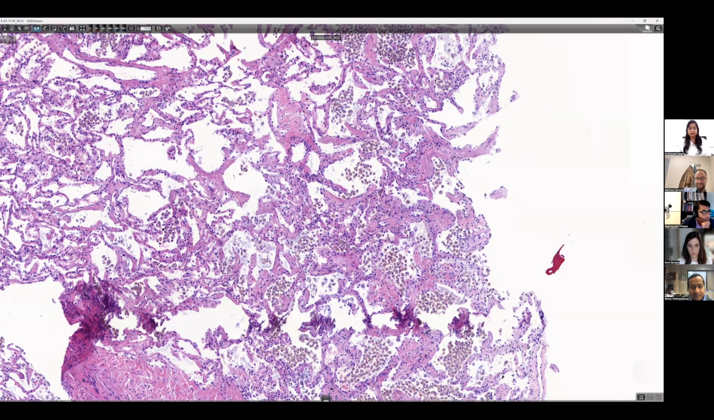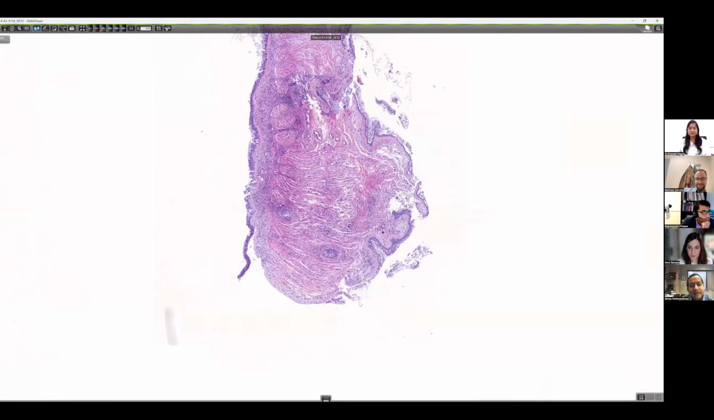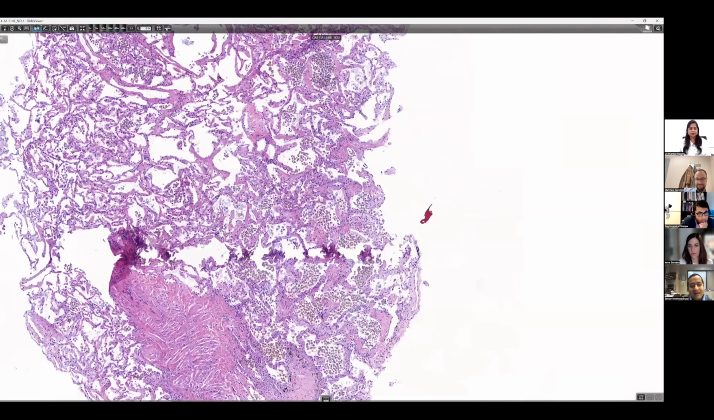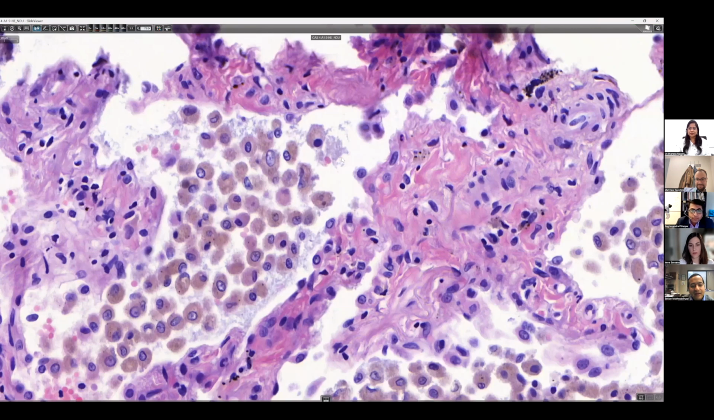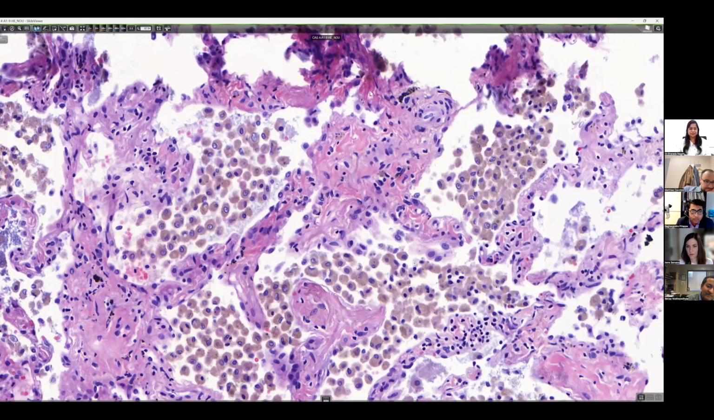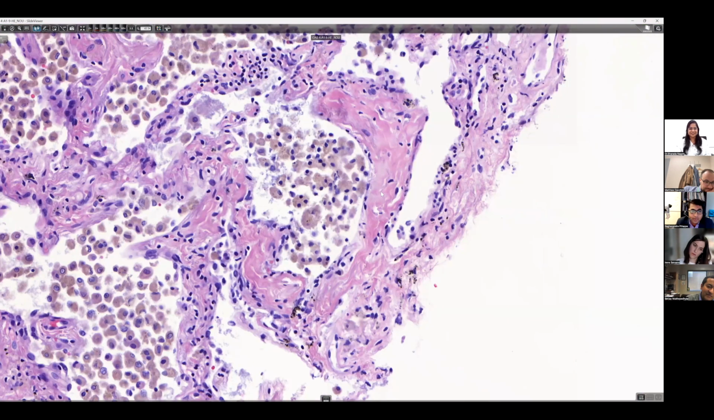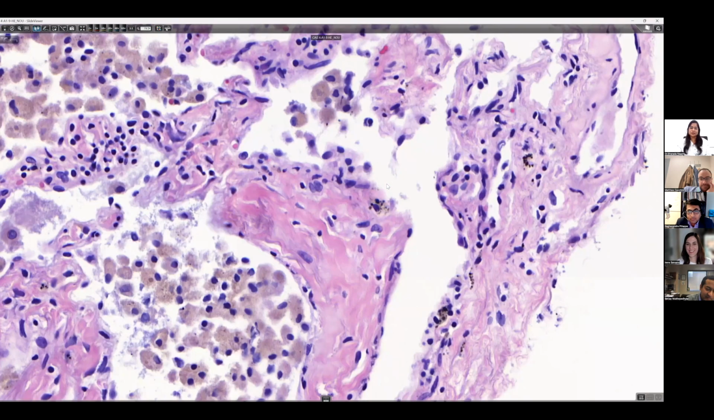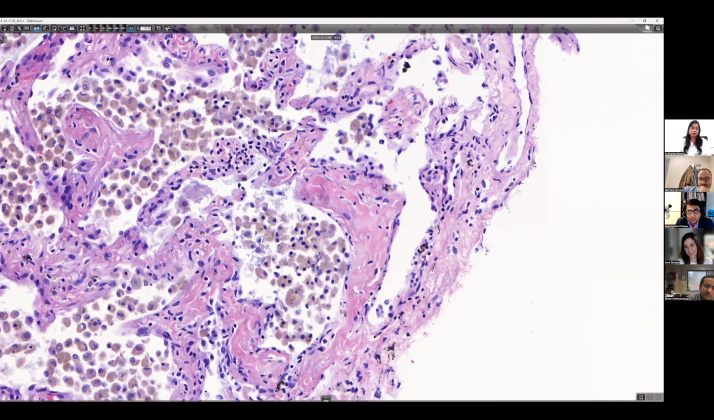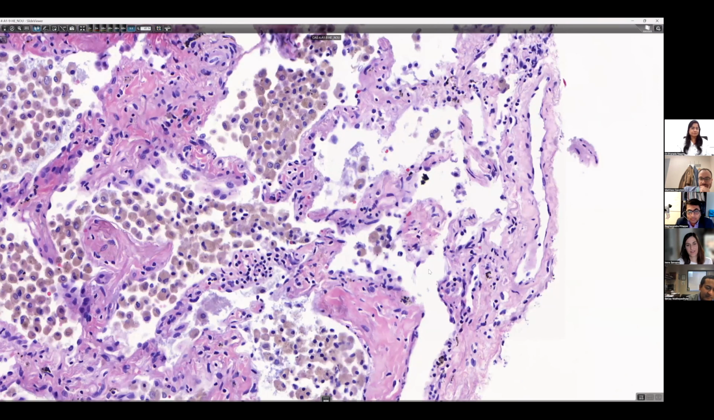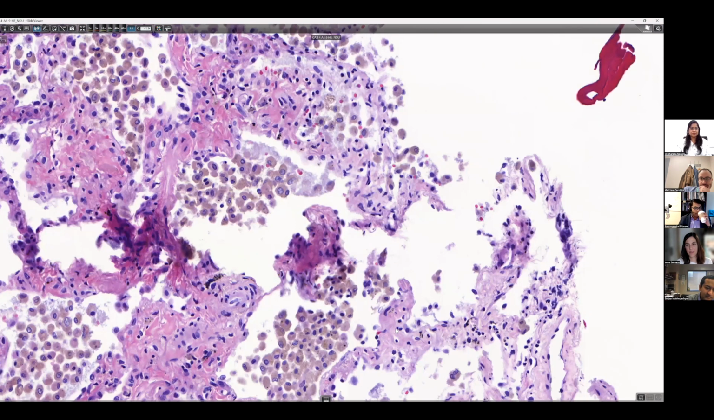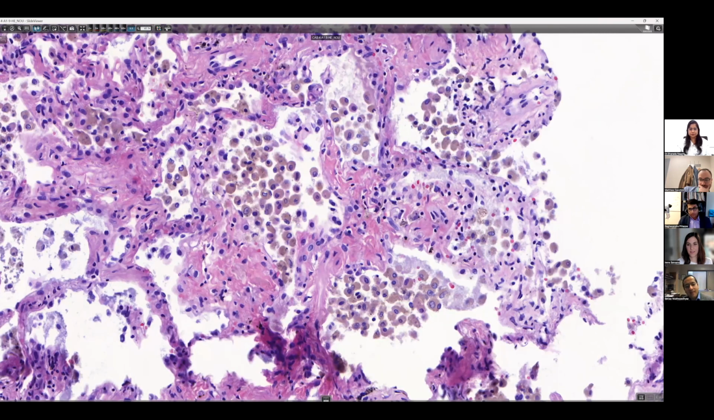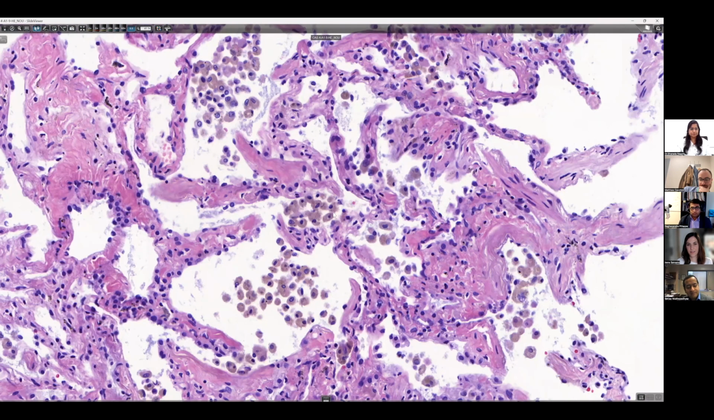Can I have a higher magnification? Of this, or of the macrophages, or the fibrosis? Yeah, the entire. I think that's perfect. I could see this ropey collagen as well, interstitial, that pink eosinophilic paucicellular fibrosis in the interstitium, and some mild inflammation in the interstitium.